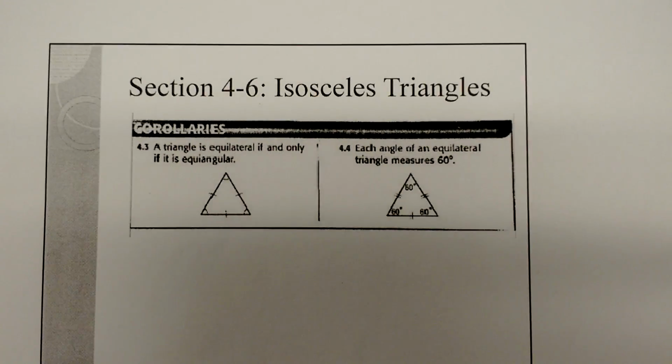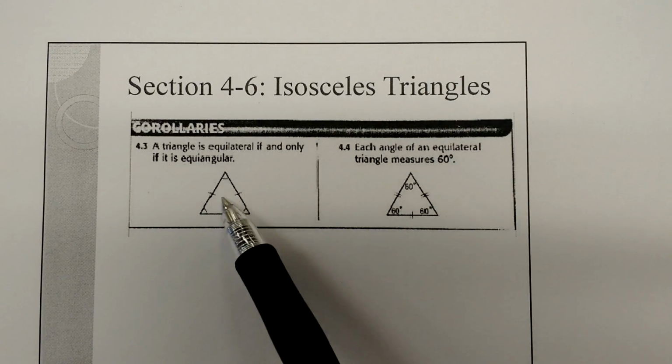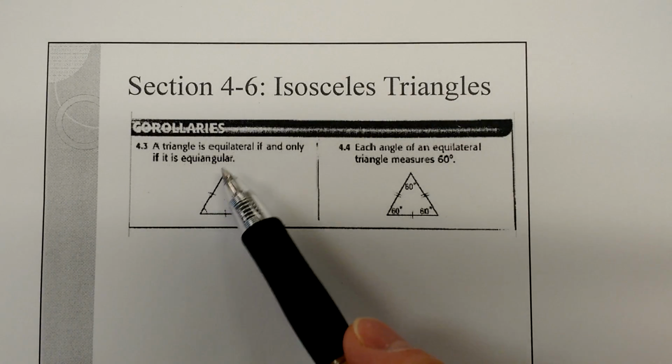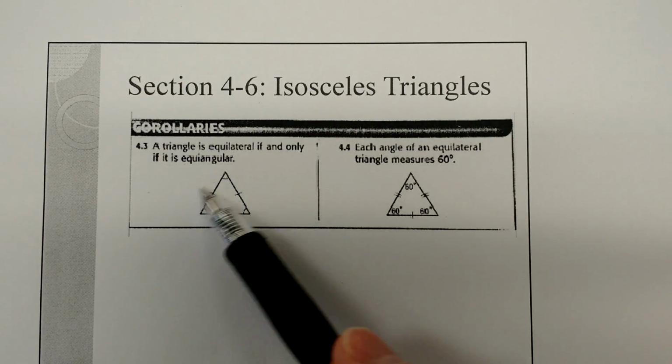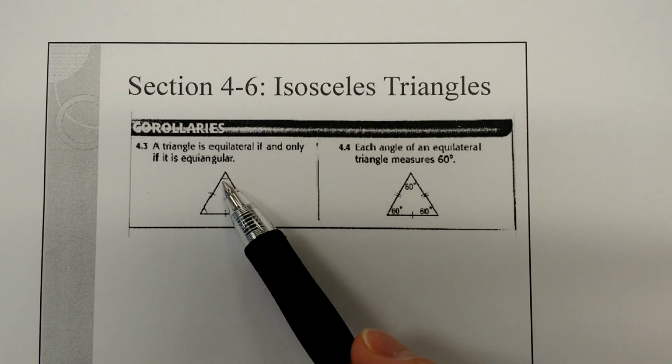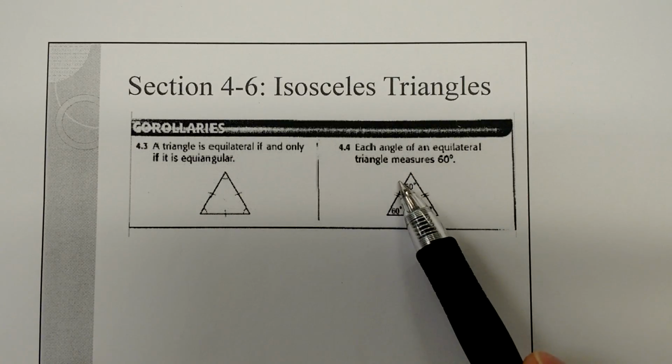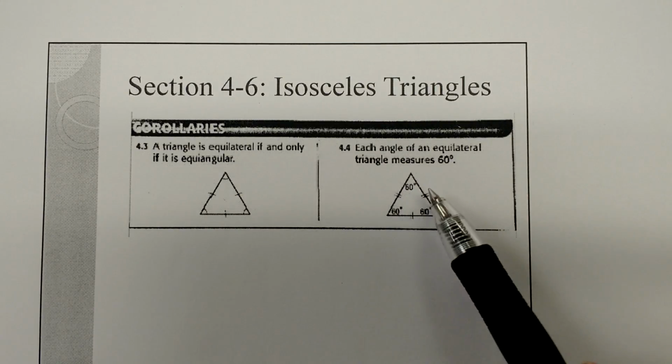Alright, last stuff here deals with the corollaries for equilaterals, so they're special cases. A triangle is equilateral if and only if it's equiangular, which means that if the triangle has all three sides the same length, it also has all three angles the same amount. And for each angle, an equilateral always measures 60.